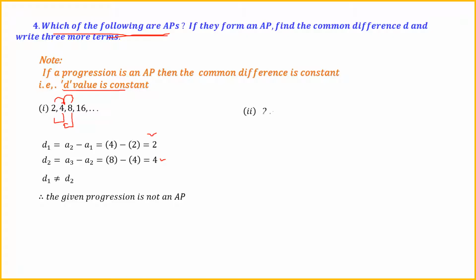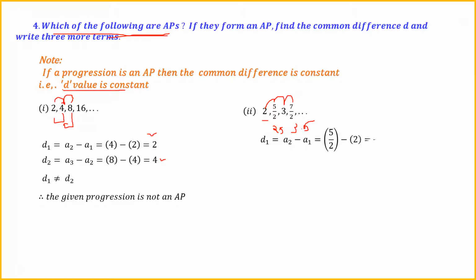Coming to the next question, 2, 5 by 2, 3, 7 by 2. 5 by 2 can also be written as 2.5, and 7 by 2 as 3.5. I guess it is an arithmetic progression. 2, 2.5, add 0.5, we get 3, add 0.5, we get 3.5, where the d value is constant, 0.5.